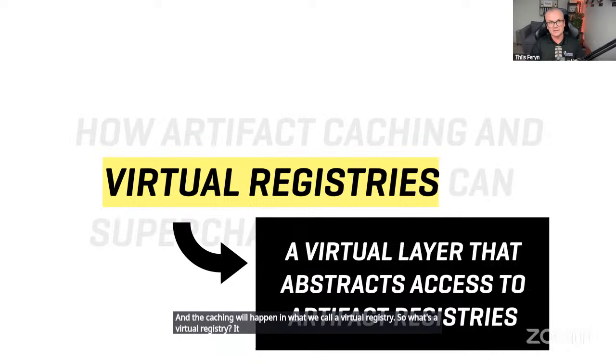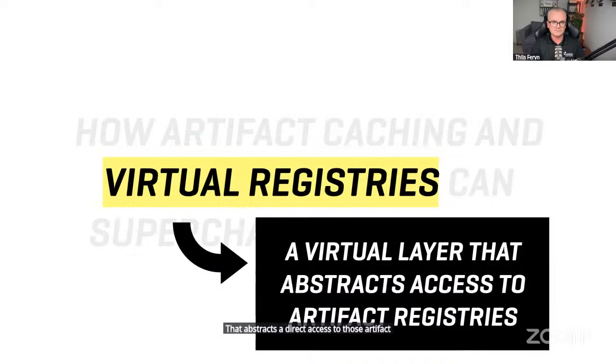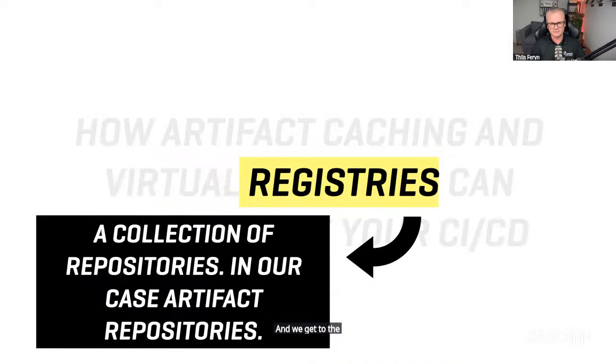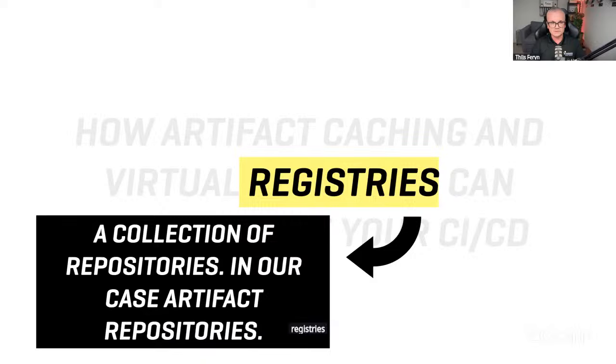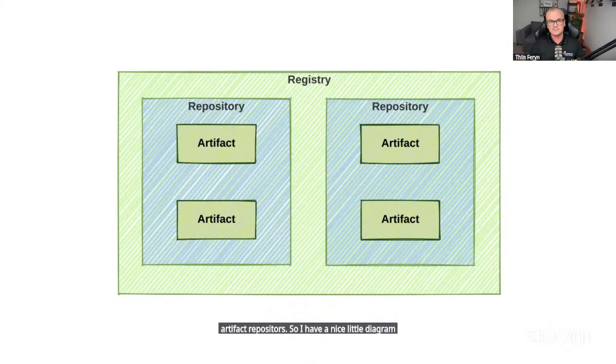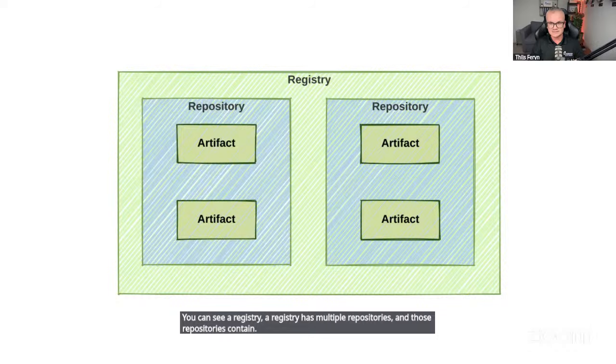It's a virtual layer that abstracts a direct access to those artifact registries. And then we get to the registry itself. What is a registry? Well, we thought about it with a bunch of colleagues because people always confuse registries with repositories. But a registry is a collection of repositories, and in our case, artifact repositories. So I have a nice little diagram that illustrates that. You can see a registry. A registry has multiple repositories, and those repositories contain the artifacts.